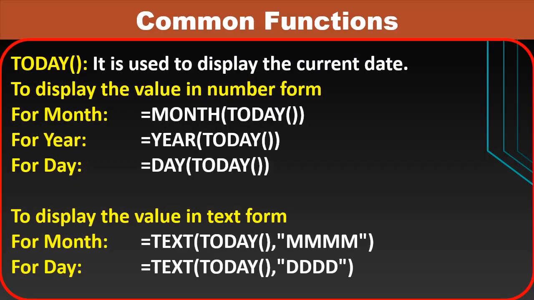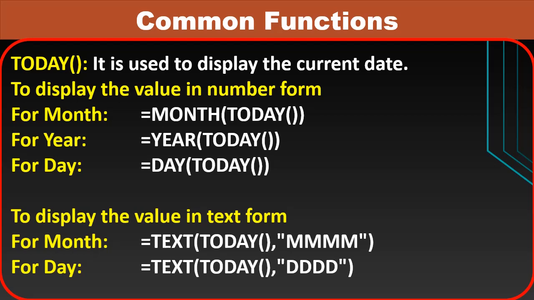Next is the TODAY function. This function is used to display the current date. Suppose, for example, from today's date, if you want to separate the month number, year and day, then we can use this function with other functions. For the month, equal MONTH function, then within the bracket the TODAY function. Similarly for year, YEAR function within the bracket TODAY function. Similarly for day, DAY function within the bracket TODAY function.